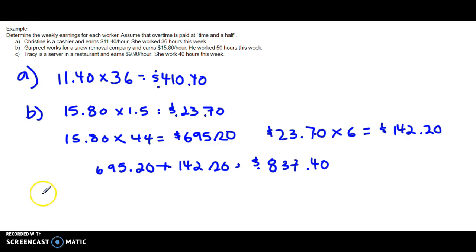We're going to finish off with Tracy. As a server in a restaurant, Tracy earns the minimum wage for a server, which is $9.90. So we'll take that hourly wage and multiply it by the 40 hours that she worked. So she earned a total of $396 for the week.